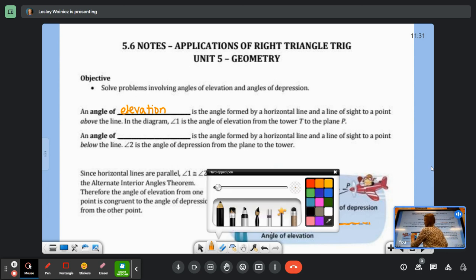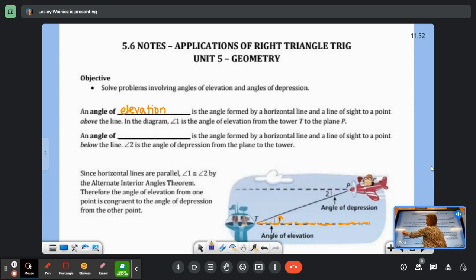Now, if I look at this little guy flying the plane, his line of sight, horizontal, is this way, right? And then angle 2 goes down from that horizontal down to the little folks in, what do you call that? Little space tower. This is the angle of depression.